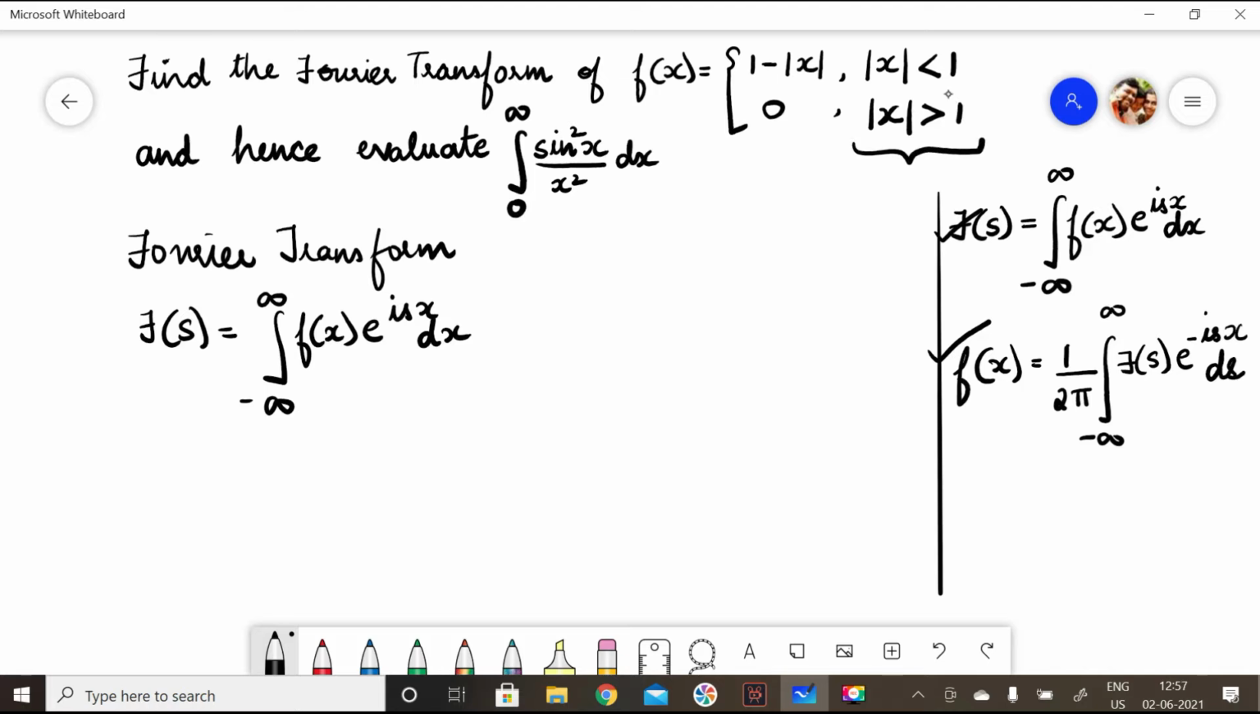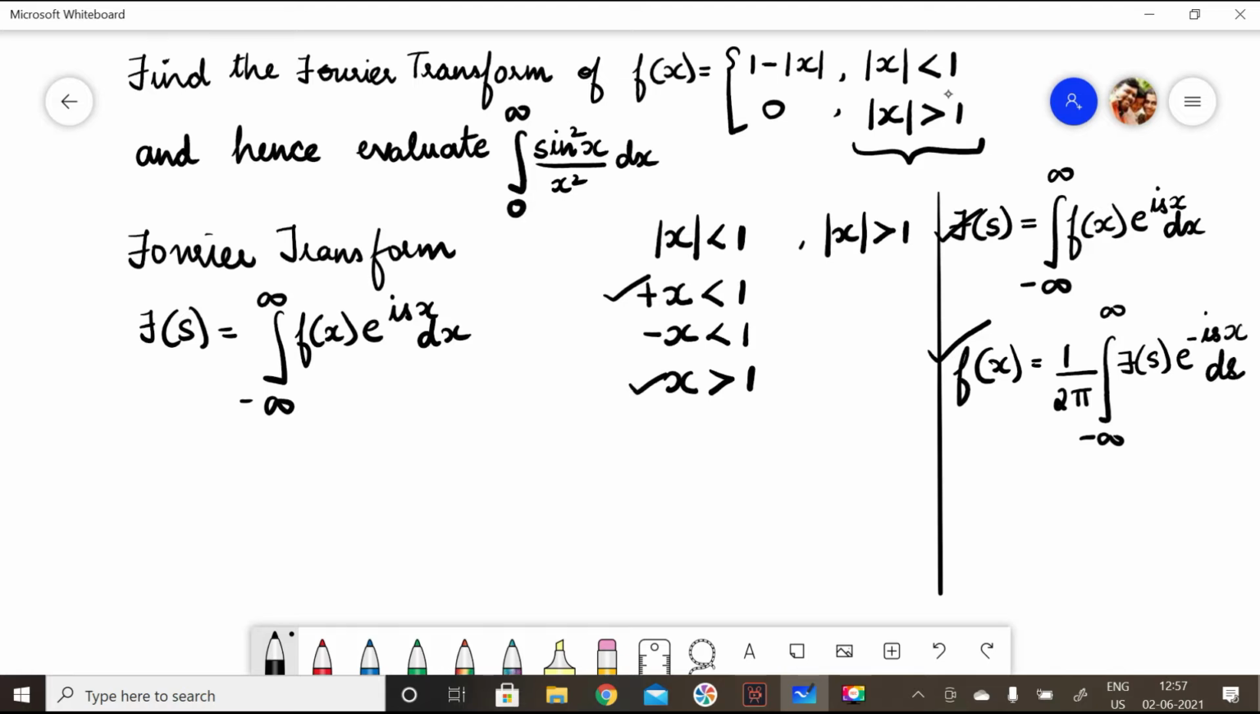The first part is modulus of x less than 1 and the second part is modulus of x greater than 1. So what is modulus? Modulus means plus x and minus x. So this means plus x less than 1 and minus x less than 1. Plus x less than 1, I keep as such, whereas minus x less than 1, I change a little: x greater than minus 1. This is my first part.